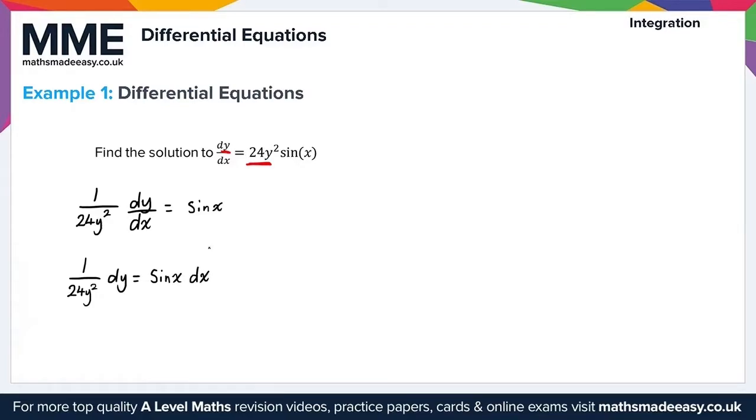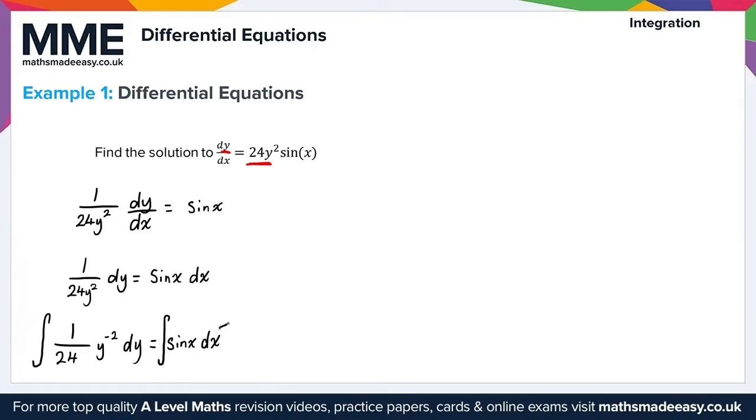Okay. And what we've got here now is a form where we can integrate the left hand side here and the right hand side. We might find it easier to express the left hand side here in the form 1 over 24y to the minus 2 here. Okay, is equal to sine x dx. And here now, all we're going to do now is simply integrate the left hand side here and integrate the right hand side. So we integrate the left hand side and we integrate the right hand side.